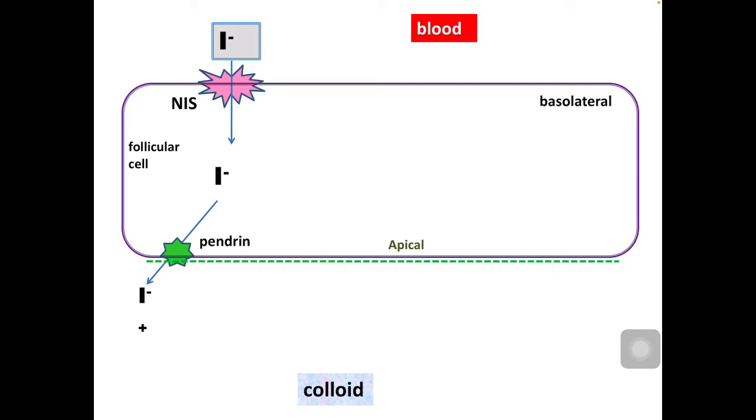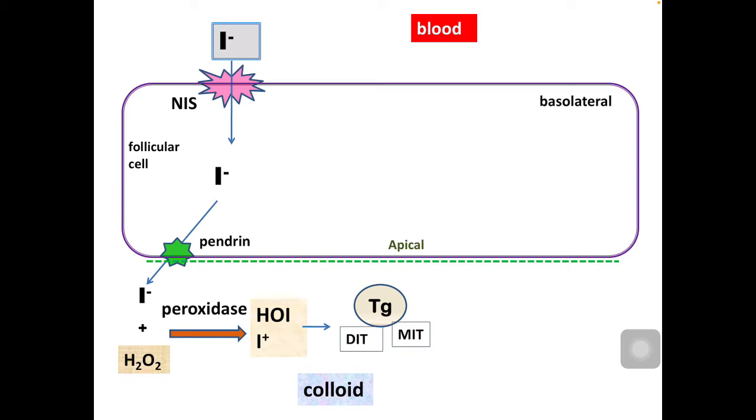It utilizes energy. Now this iodide which is accumulated in the cell gets excreted from the apical membrane into the colloid, where it undergoes oxidation, either to iodous ion or hypoiodous acid. The enzyme used is peroxidase. So either iodide is converted to iodous ion, or H2O2 is combined with iodine to form hypoiodous acid.